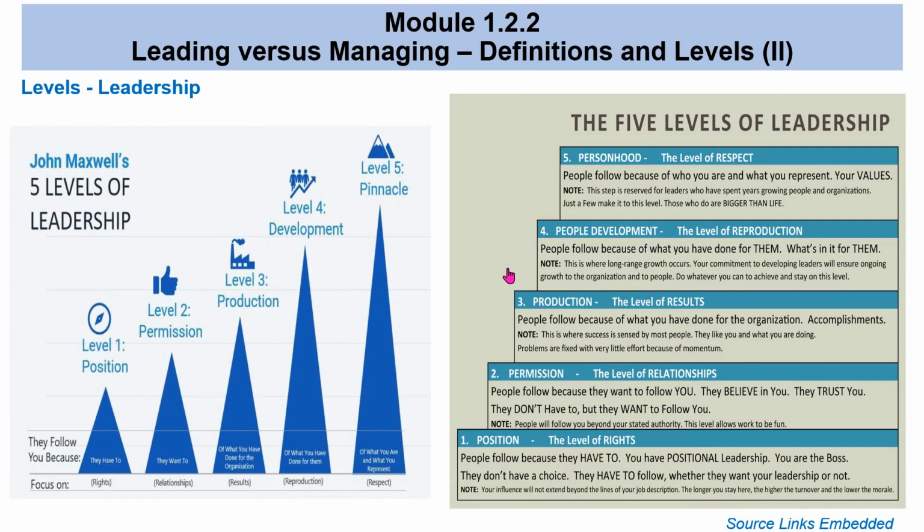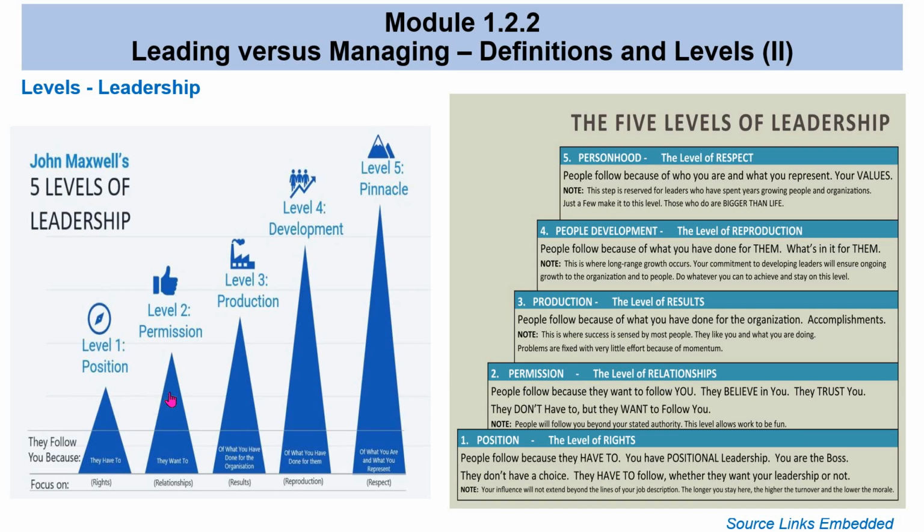So when you look at different levels of leadership, which could also be applicable to managing, one thing is that these two topics are used interchangeably by many, but there are really some differences between them. If you want to be able to lead people, there are five levels you should think of. For example, the lowest level could be based on your position. People follow you because they have to, which could be more of a managerial role.